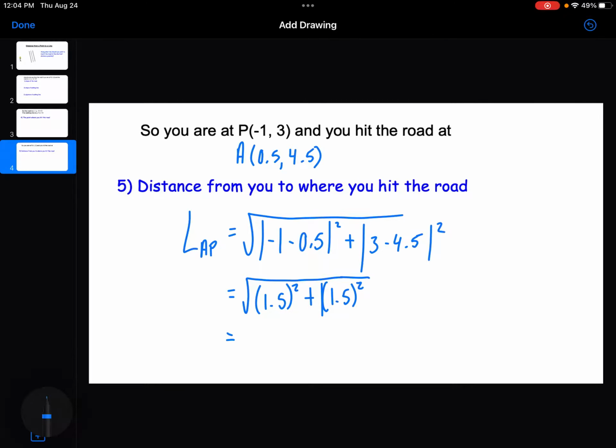1.5 squared plus 1.5 squared is going to be the square root of 4.5, because 1.5 squared is 2.25. And then after that, I'm going to end up square rooting my value to get an approximate answer of 2.1. So we could either say the square root of 4.5, or 2.1, is going to be the distance from you to the road.